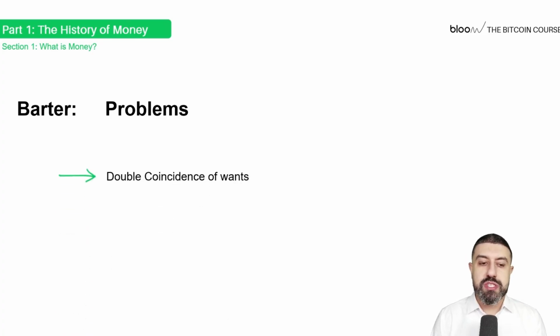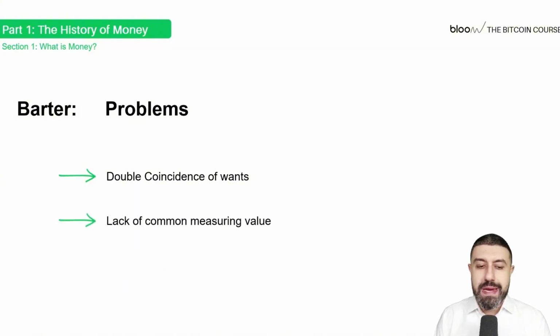So barter has too many problems. First of all is the one we just talked about, which is the double coincidence of wants. But that's not all. There's also a lack of common measuring value. How many arrows for an apple? How many arrows for a shoe? How many arrows for a chair? What's the exchange rate between everything? It's a little bit hard to do compared to what we have now. If we're using dollars, we know everything in dollars. So we don't need to compare what's the price of an apple in terms of oranges. We can compare everything in terms of dollars, and thus we can compare all of them. So the lack of common measuring value is a problem of barter as well.